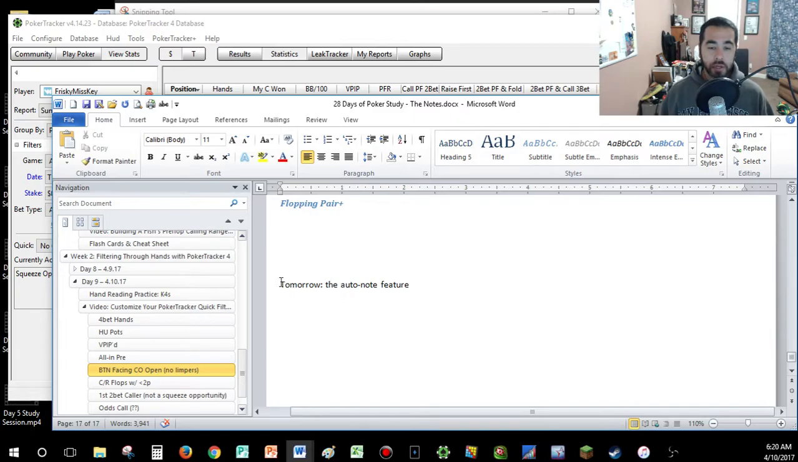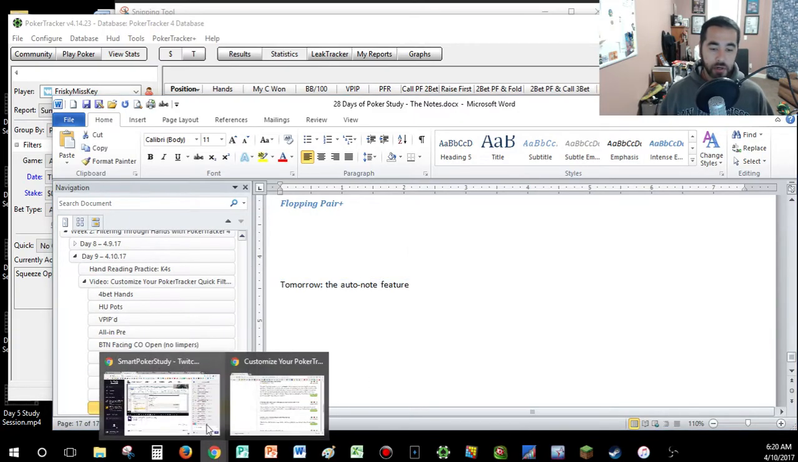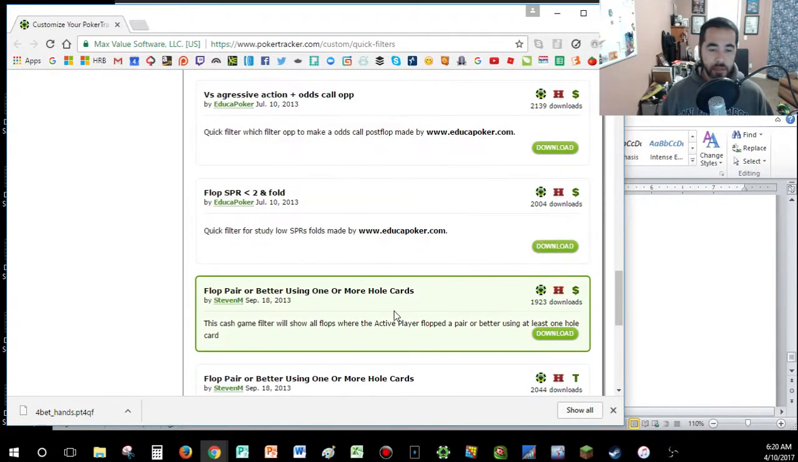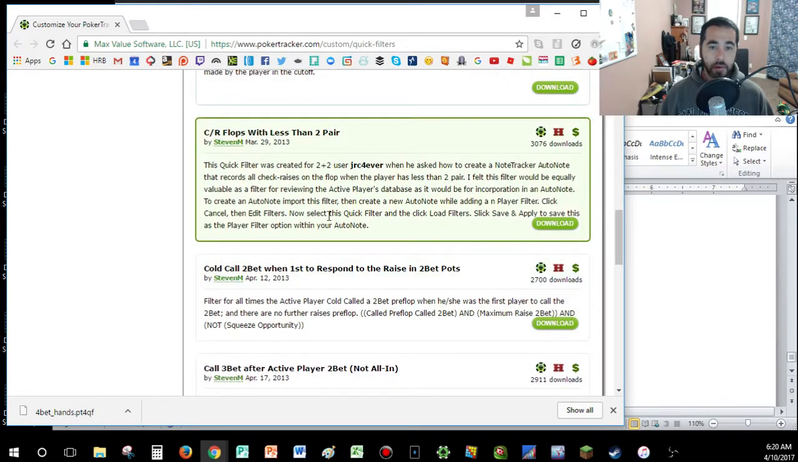But tomorrow we'll be looking at that auto note feature because that's something I've thought about doing in the past. Where was that one at? Okay, this one right here. So check raising the flops with less than 2 pair. This is a great, great auto note to make.